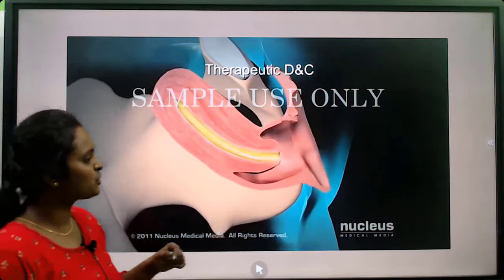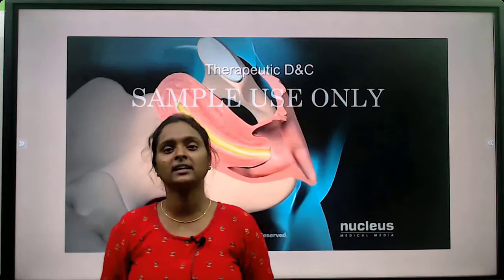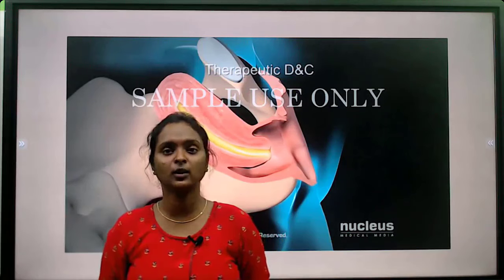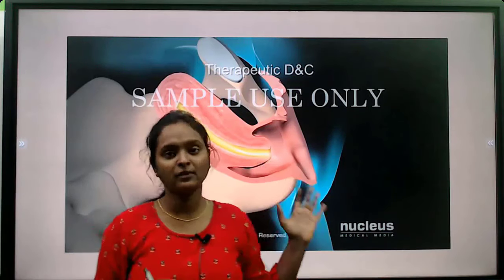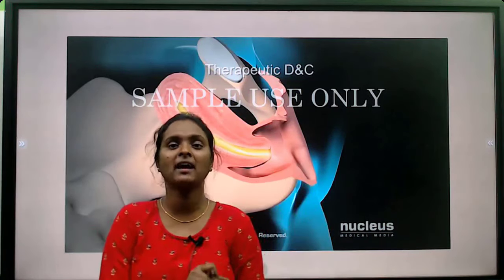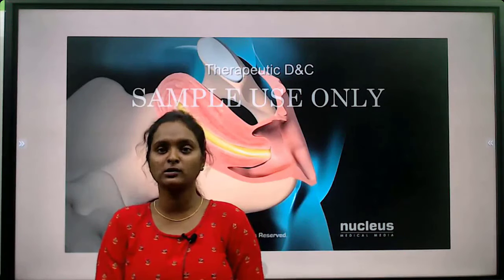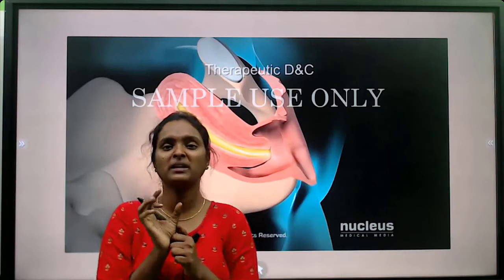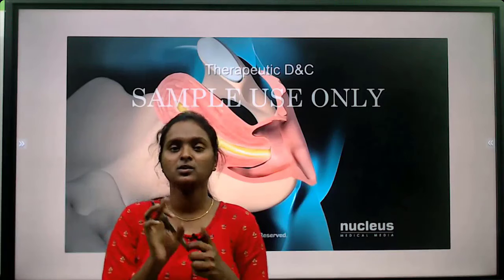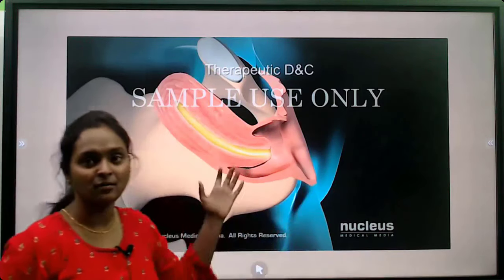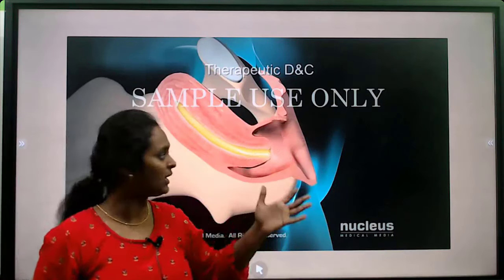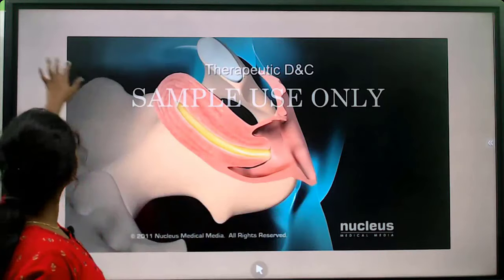So this is the procedure of the DNC, dilation and curettage. Clear? Under NORCET we also have image-based questions, so you have to see every instrument carefully. There are chances of exam questions based on these images also. So this is about the DNC.